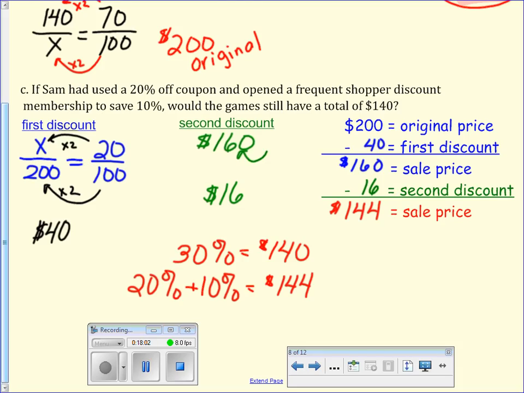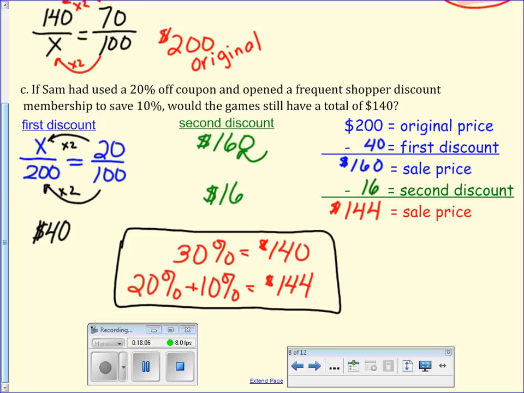So which is the better deal? Should I use my 30% off coupon, or should I use my 20 and then the 10? If you think I should use the 30% coupon, raise your hand. If you think I should use the 20 and the 10, raise your hand. Some of you didn't vote. Who's not sure? Okay, thank you for being honest. So let's take a look.